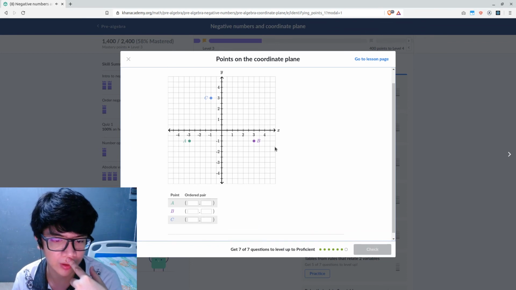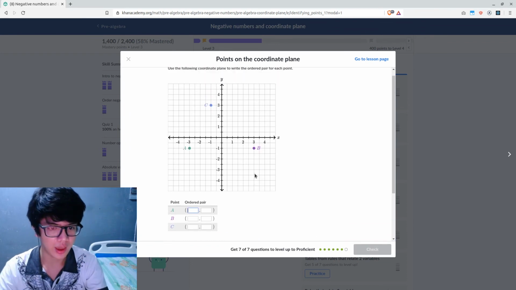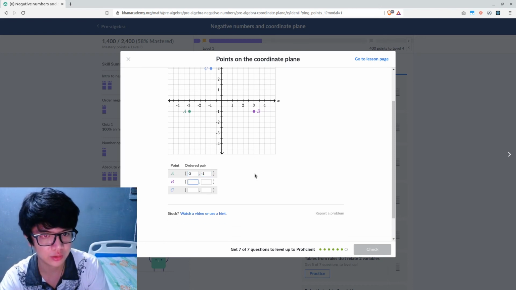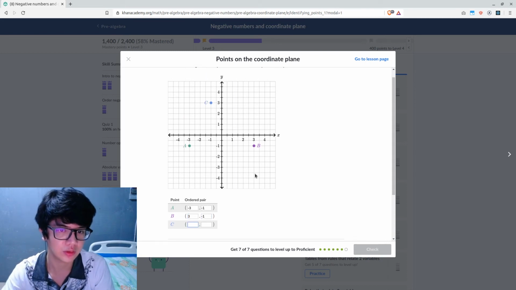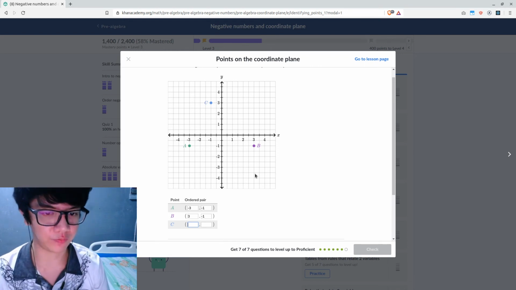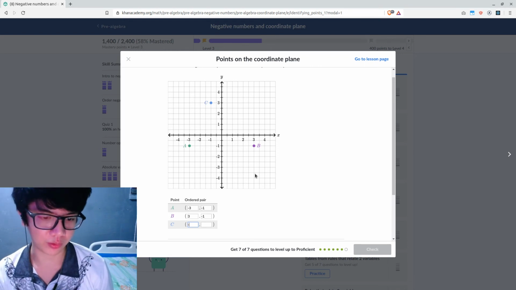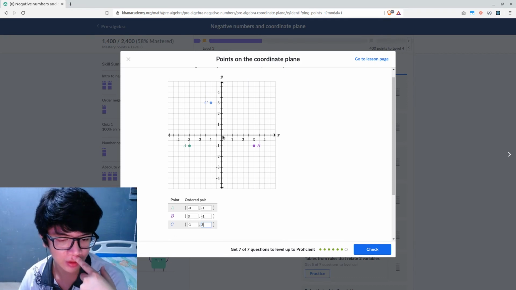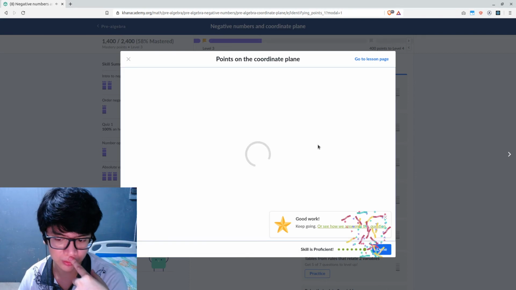To write the ordered pair for each point. A is -3, -1. B is +3, -1, and C is what's this? -1, +3. Let's double check. Could be wrong. -3, -1, +3, -1, and then we have -1 and +3.